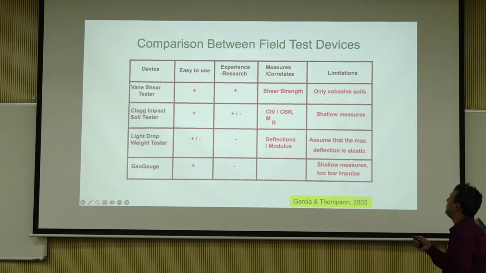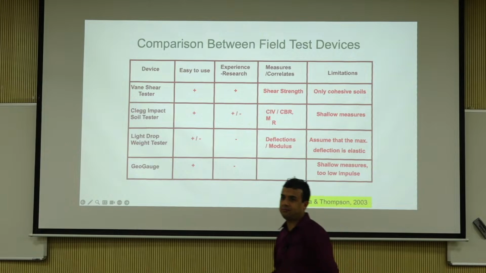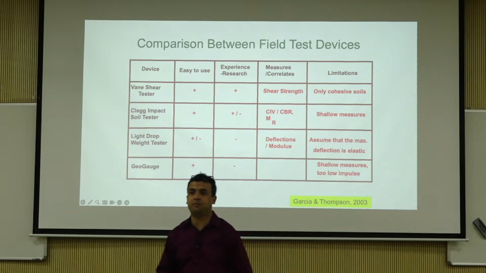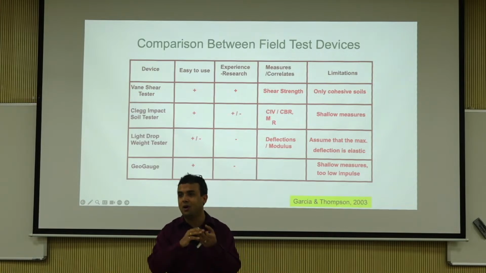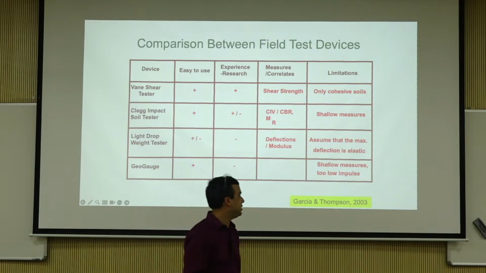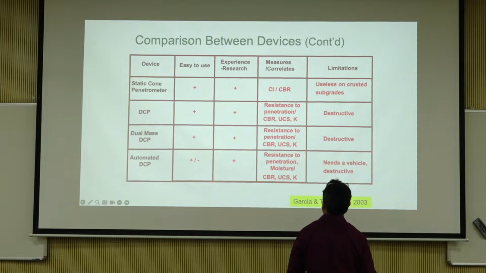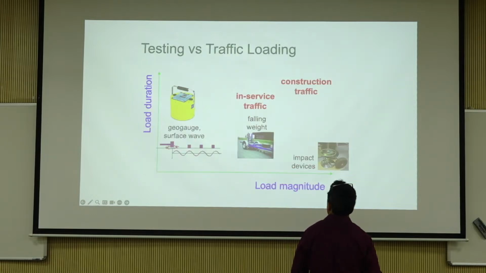Assumes that max deflection is elastic. This is a very standard problem or standard assumption when you are applying even in FWD. When you are applying the pulse and you're measuring, is it all elastic, or you already accumulated some plastic that is being accounted for, right? So that's something. Static cone, dual mass, you can take a look at that.